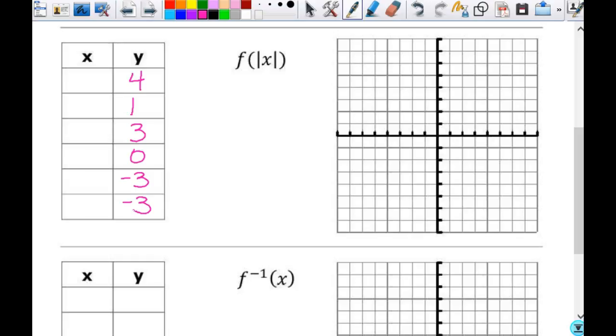No, that's right. Actually, no, we don't need that. What we need to look at is when x is positive, we're going to have to change these. That's okay. We'll change them as we go.